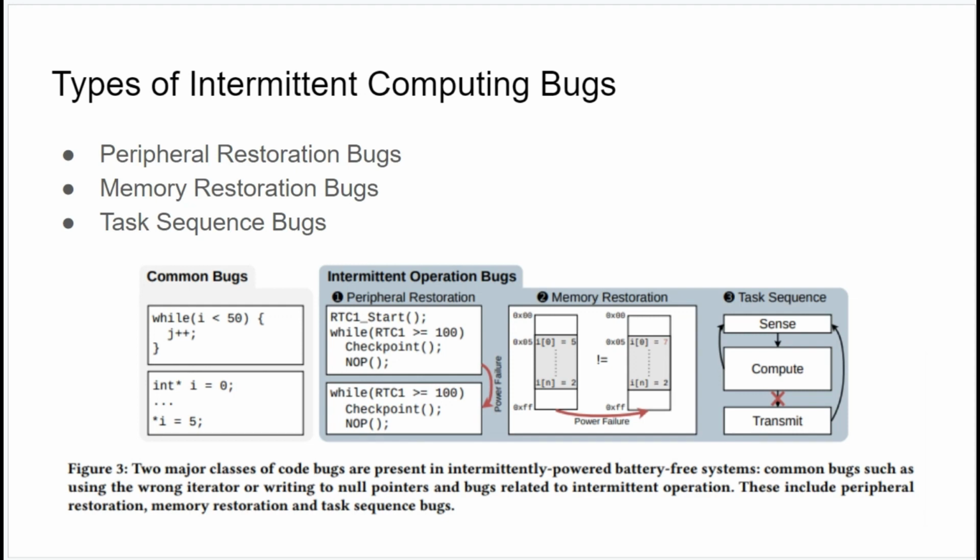Another potential bug exclusive to intermittent operations is memory restoration. This is if there's a wrong checkpoint placement. A lot of memory restoration uses double buffering in order to keep track of changes while keeping the checkpoint intact. So if a power failure happens at the wrong time while you're balancing these two different buffers, then the memory preservation won't necessarily be correct, and it's going to cause issues for the section.